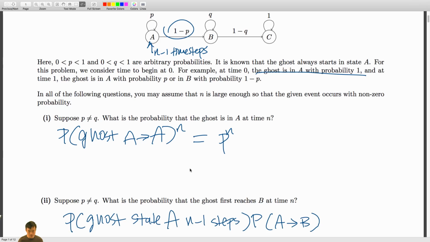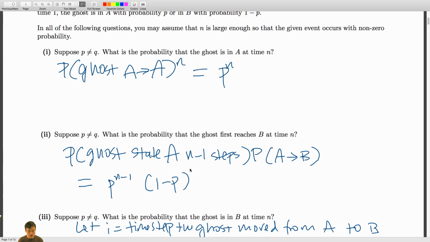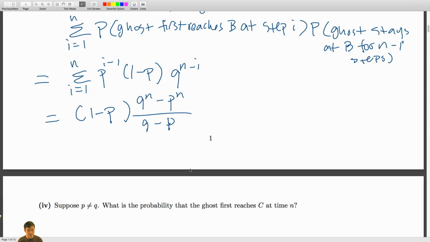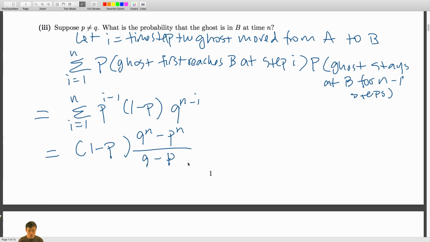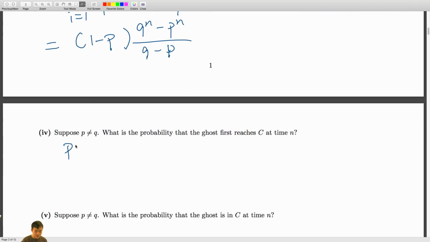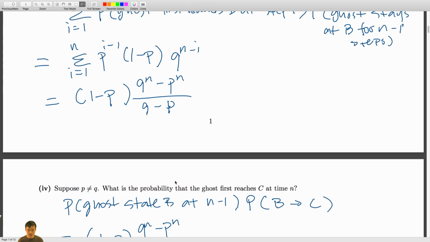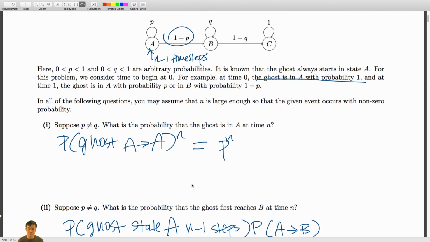Note that this is very similar to the part we've already done before about the ghost first reaching B at time step n. Like that part, we can take the probability we computed in the previous steps, where we want the probability that the ghost is in state B at n - 1, and then the probability that at time step n, the ghost will transition from B to C. So this is just equal to the previous part, (1 - P)(Q^n - P^n) over (Q - P), times the probability of B to C. And if we look back up at the graph, this is equal to 1 - Q.